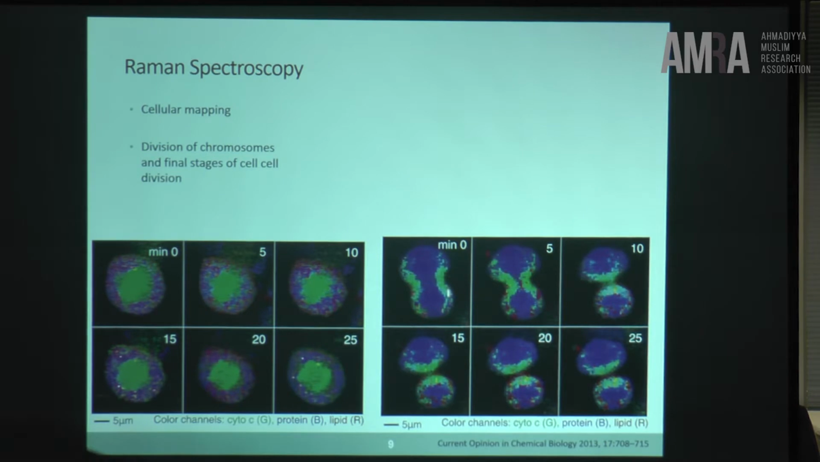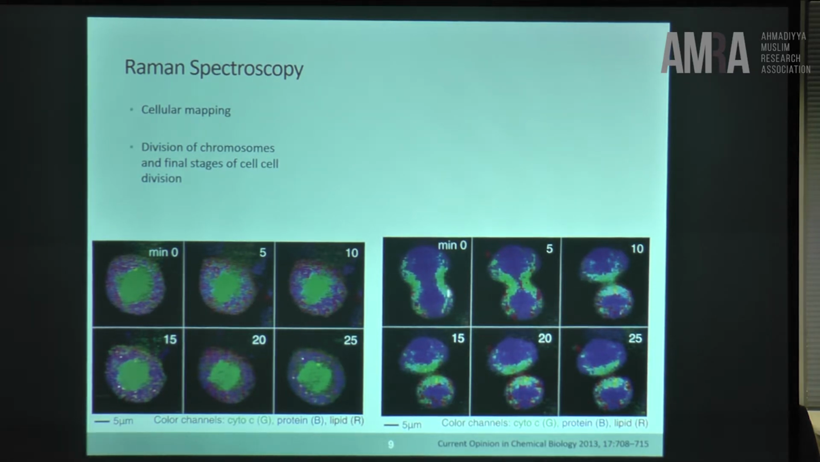What else? So what does this allow me to do? It allows me to look at different things that are happening within the cell. So over here, for example, you've got images of the division of chromosomes, or you've got images of the last phases of cell division.